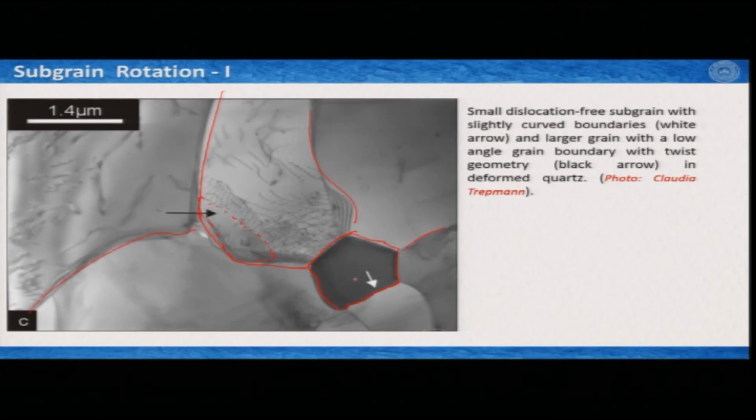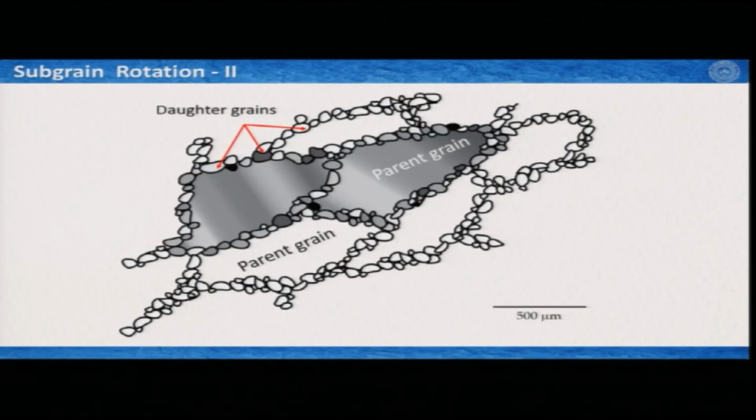So, this grain initially formed probably by bulging, and then it got rotated and you have a new grain, and it is of much smaller size. If we try to again look at these in a cartoon diagram, you have these large grains which are now deformed, and then you have small grains all over along this. These are subgrains, and this got rotated and started forming new grain.